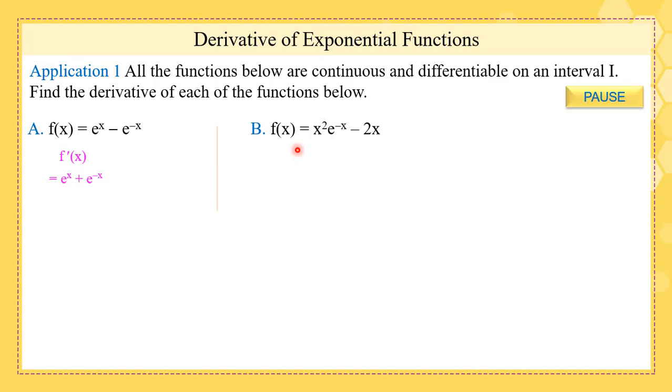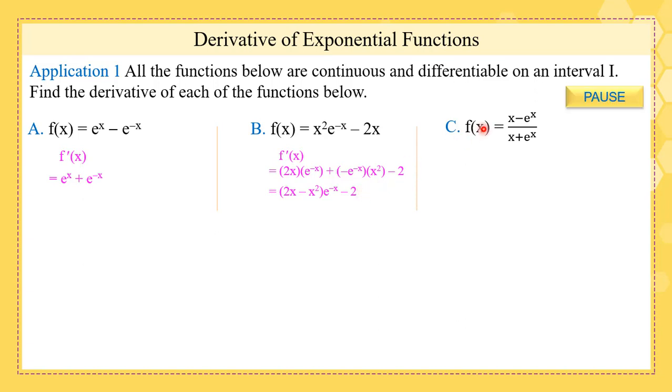Now try to do also this one alone. Remember all the properties of derivatives. Well, the derivative of minus 2x is minus 2, and this is of the form u times v, so this is minus 2, and for the first one we get u prime v plus v prime u, and if we take e to the power minus x in common, we get 2x minus x squared, and this is minus 2.